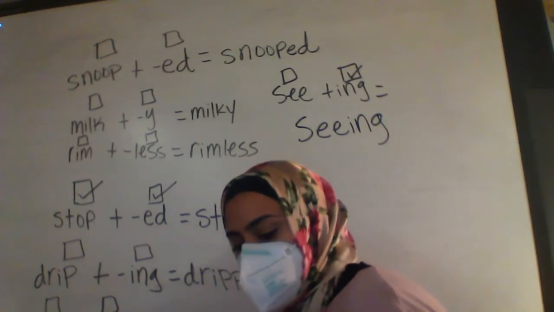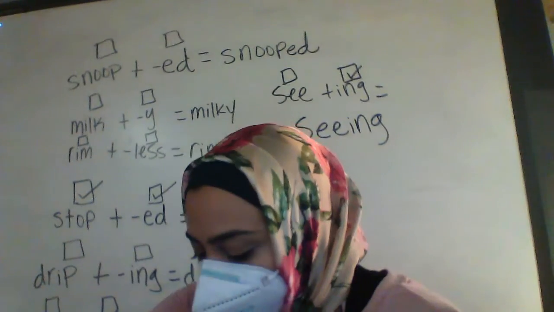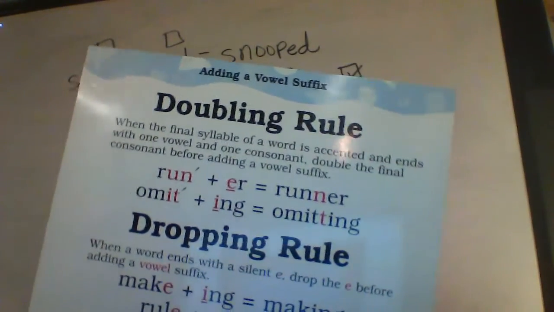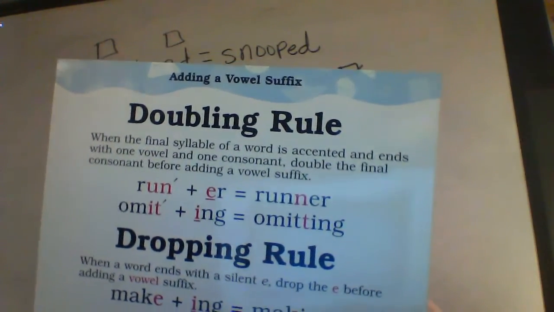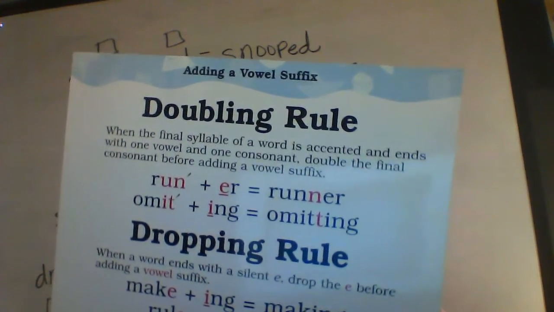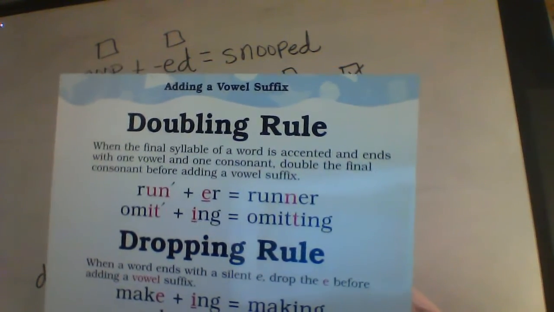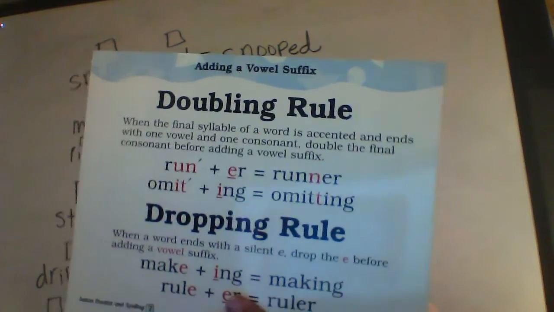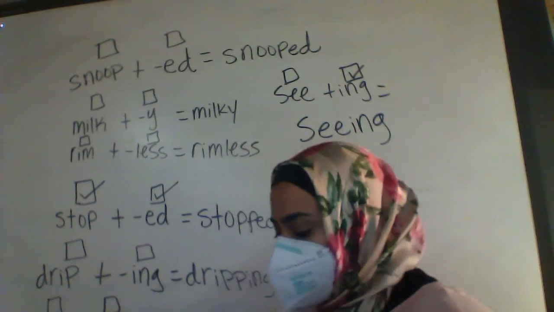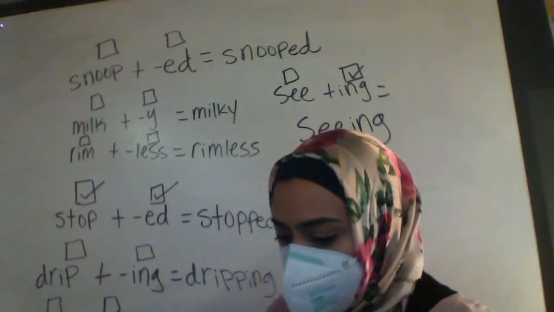Now, in our other card, this rule says that when the final stable syllable of a word is accented and the word ends with one vowel and one consonant, you double the final consonant before adding a vowel suffix. Okay, so I'm going to hang both of these cards up in the room so we can refer to them when we are spelling new words.